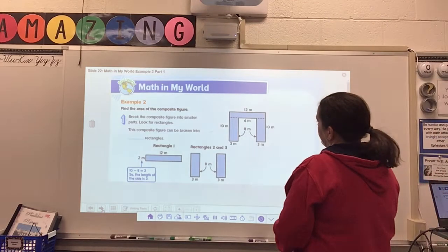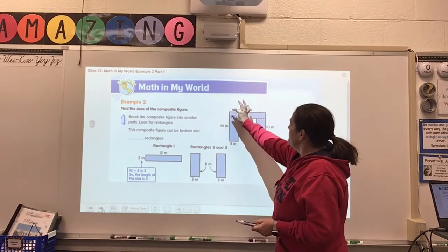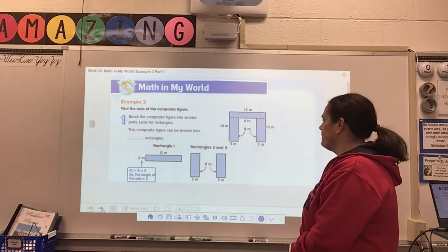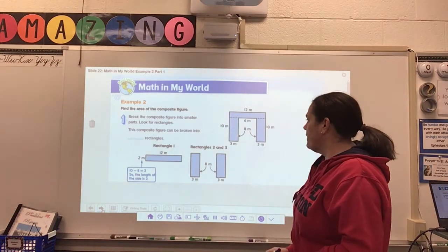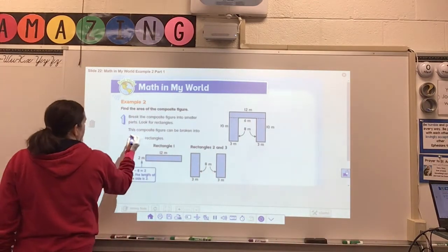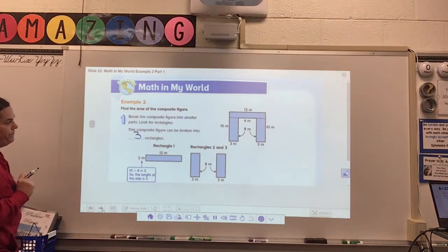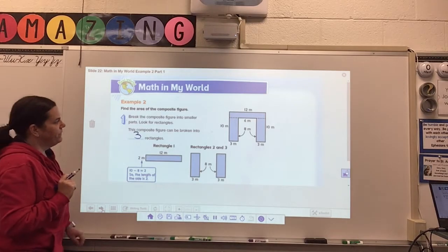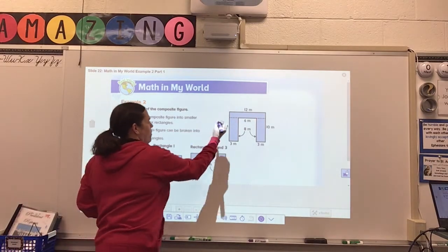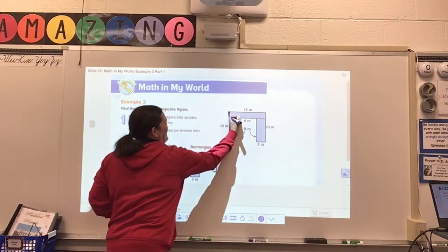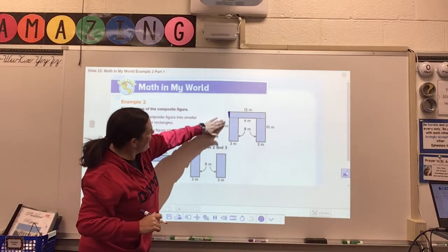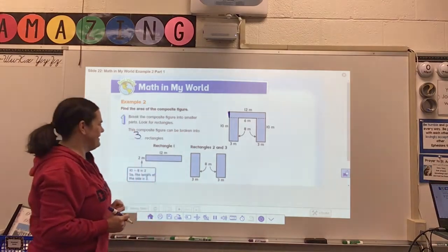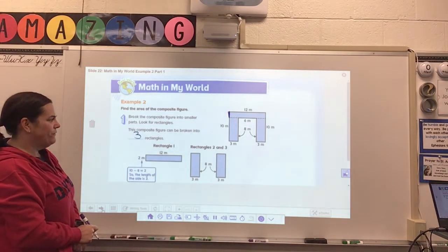So when I look, I can see that this could be a rectangle, and this is a rectangle, and this is a rectangle. Okay, so it can be broken up into 3 rectangles. Now, I need to know what's the length here. I know that this whole side is 10 meters, but what is just that little part of it? Can you figure that out?